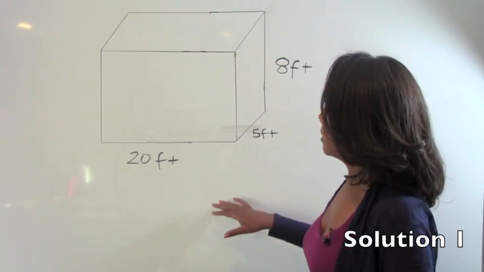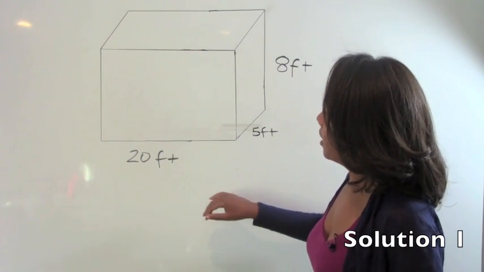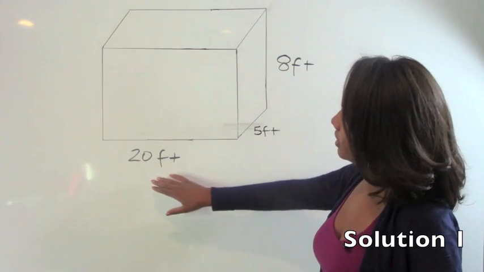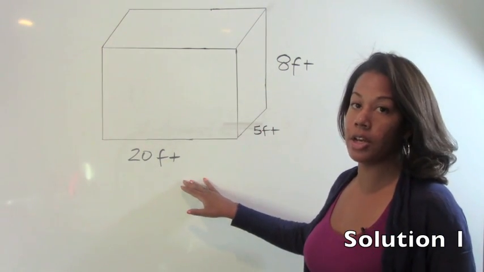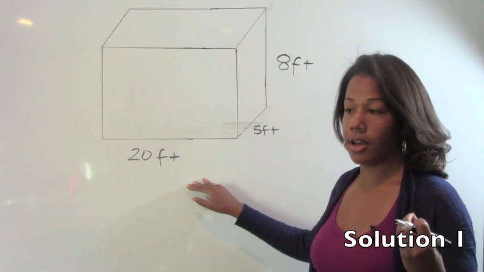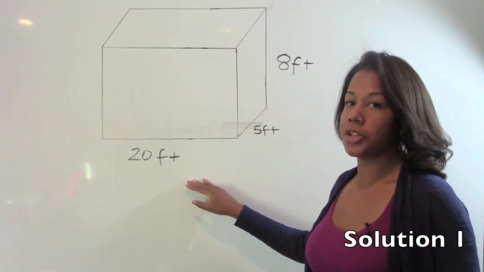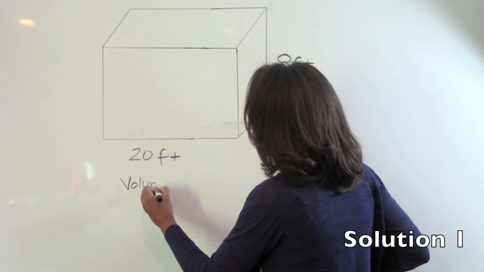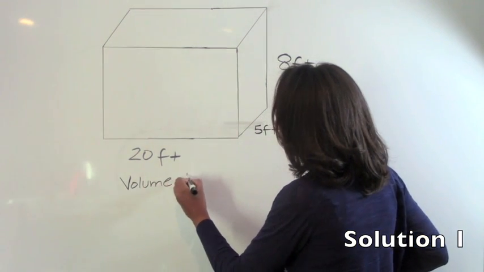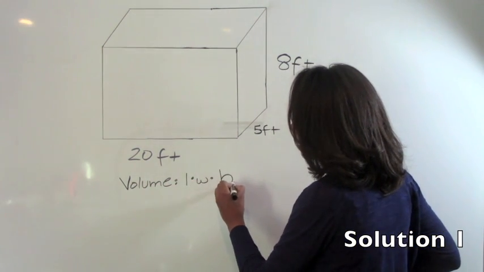Number one, we're asked to find the volume of this rectangular prism that has dimensions of 20 by 5 by 8 feet. Notice that the question asks us for the volume in cubic inches. So this is a really straightforward problem as long as we remember to do the conversion. So volume is simply the length times the width times the height.